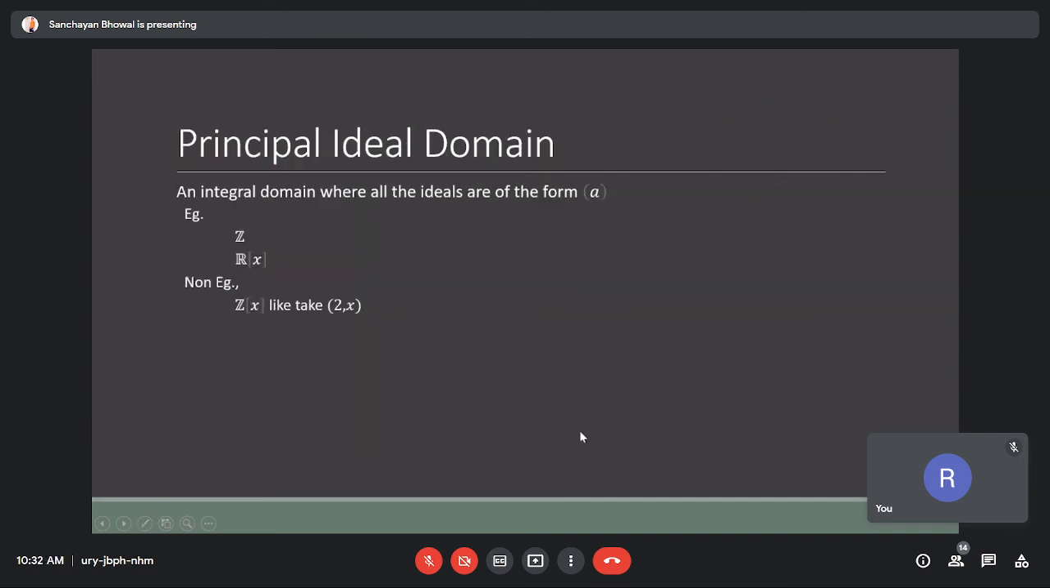Okay. Now we'll move to principal ideal domains. What is this? This says all those integral domains whose ideals are of the form (a). That is, all the ideals are generated by only one element.